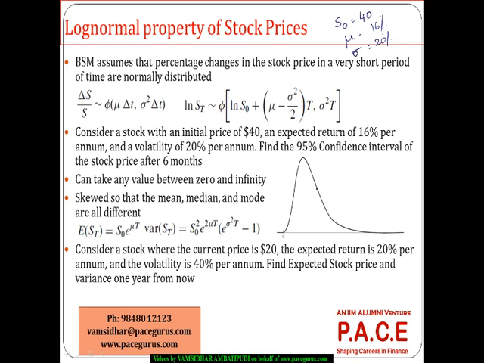Assuming this property, log ST after 6 months has to follow a normal distribution with mean log S0, which is log 40, the current price, plus mu of 16% minus sigma squared, 20% squared, by 2, times t, which is 0.5, and a variance of sigma squared t. So let's put these numbers into a spreadsheet so that we can understand this better.